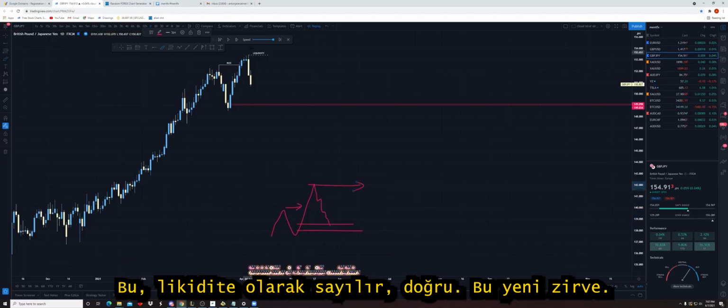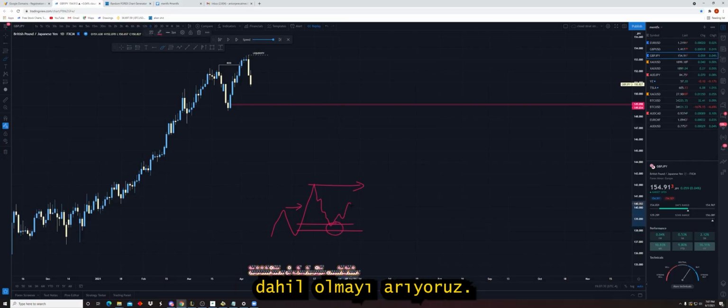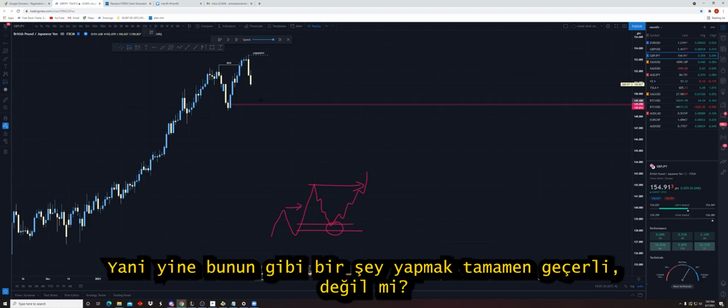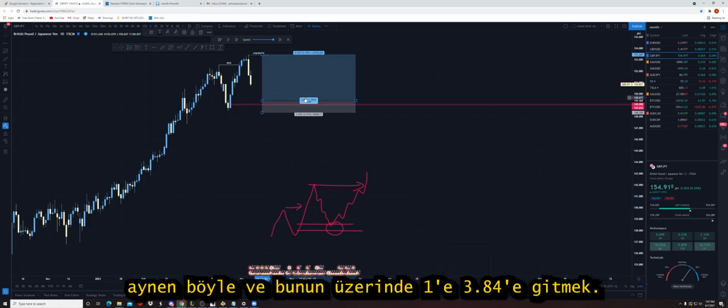This counts as liquidity, right? That's the new high. And we're looking to get involved off confirmations in here to take ourselves to the top side, or we just buy in there, right? So again, it's fully valid to do something like this, right? Just like that, and go 1 to 3.84 on it.